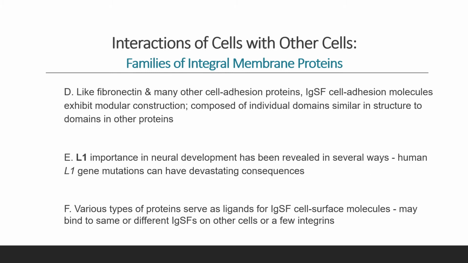Like fibronectin and other cell adhesion proteins, immunoglobulin self-adhesion molecules exhibit modular construction. They are composed of individual domains similar in structure to the domains in other proteins. The importance of L1 in neural development has been revealed in several ways, like human L1 gene mutations can have devastating consequences. Various types of proteins serve as ligands for immunoglobulin cell surface molecules and may bind to the same or different immunoglobulins in other cells or to a few integrins.